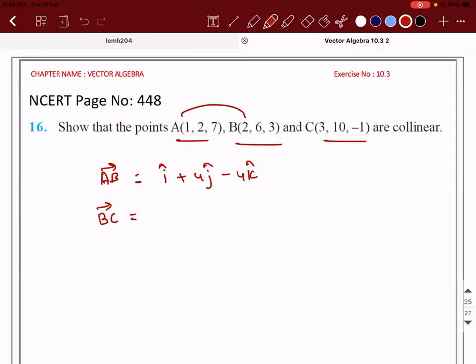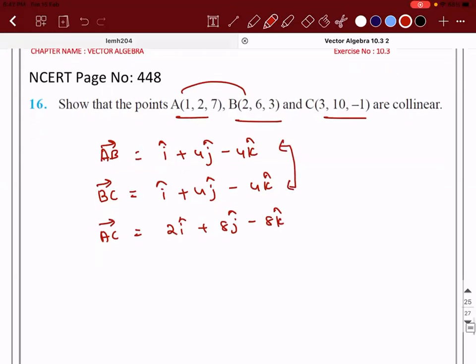It's simple, right? So BC vector is i cap plus 4j cap minus 4k cap. And AC vector is equal to 2i cap plus 8j cap minus 8k cap. So AB vector and BC vector are the same, hence they are collinear. And AC vector is equal to 2 times AB vector. So they are collinear. In your textbook, I think they would have taken magnitude of AB plus magnitude of BC is equal to magnitude of AC. That is also right. That's what you would have done in your 10th standard. Right. Next.